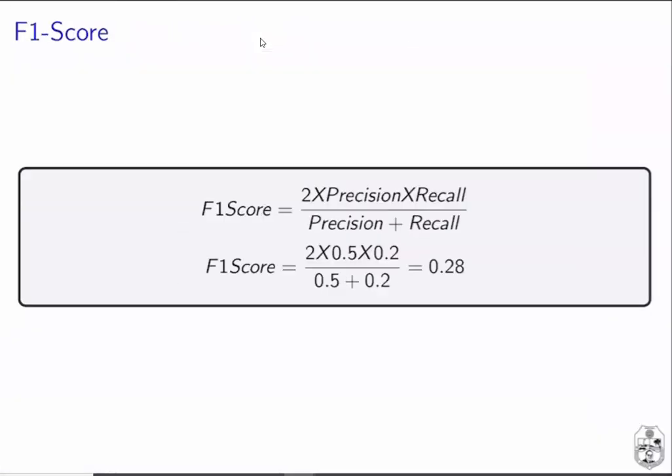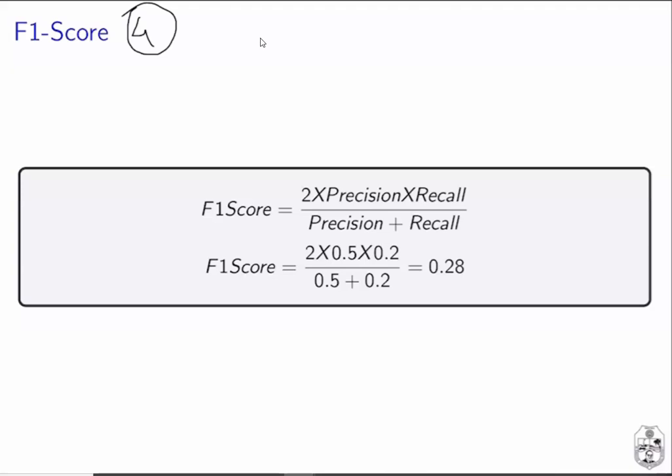Now there is a fourth metric, which is called the F1 score, and the F1 score is the ratio of twice the multiplication of precision and recall divided by the summation of precision and recall, and it will come around 0.28. Again, this is also in the range between 0 and 1, and an F1 score closer to 1 is considered better.